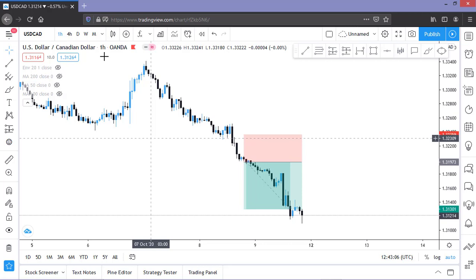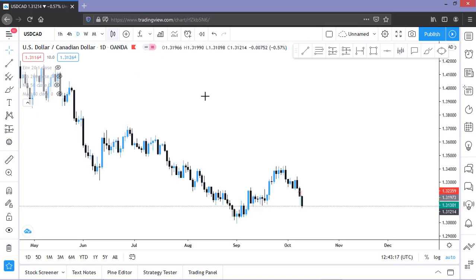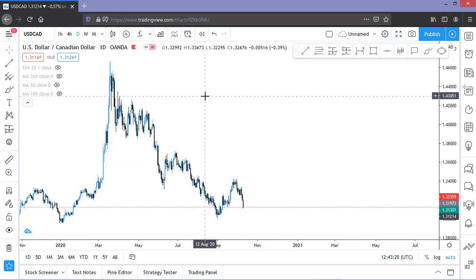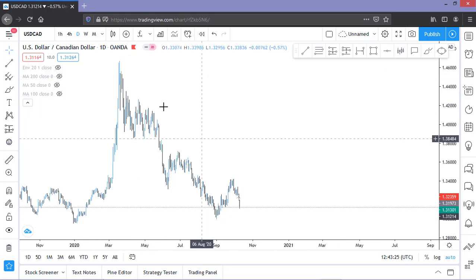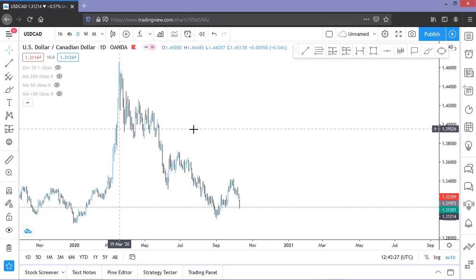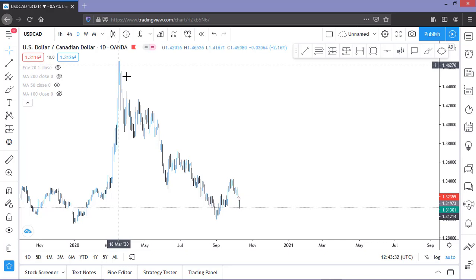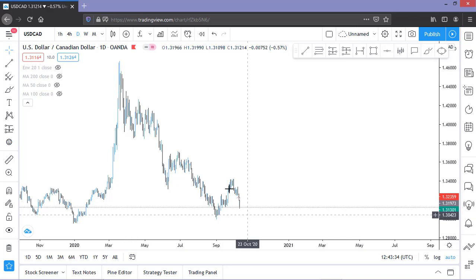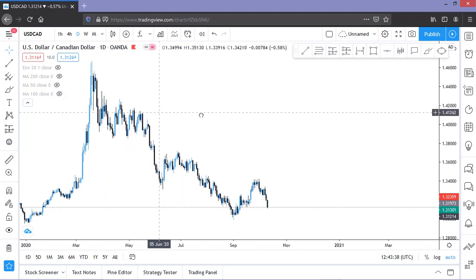So the first thing that I'll do is go on the daily chart to get the big picture of everything. Okay, so on the daily chart, looking at the long-term movement, USD Canadian has been moving in the downside for a long time, really from about March, and now we're in October.